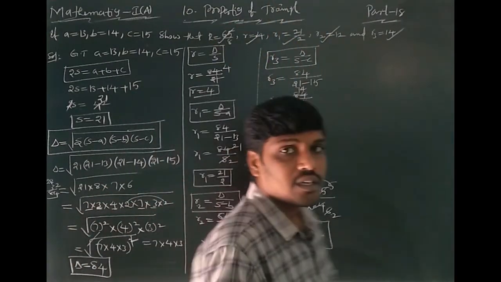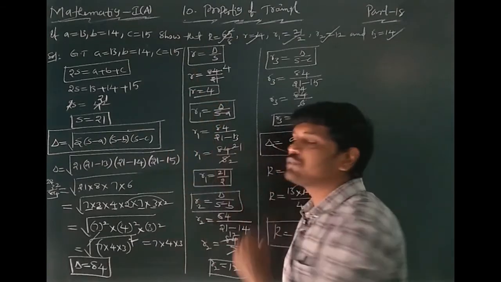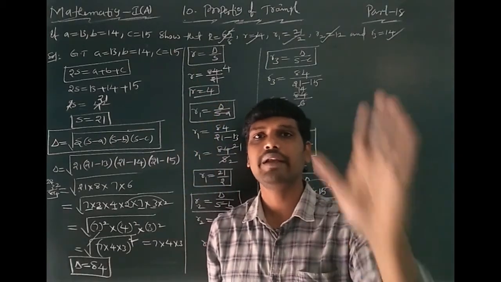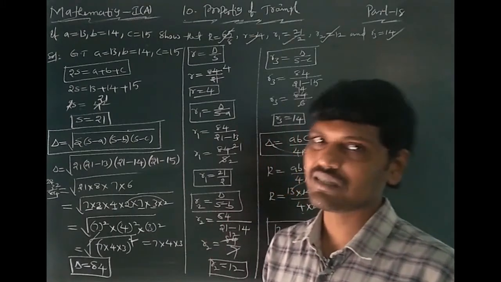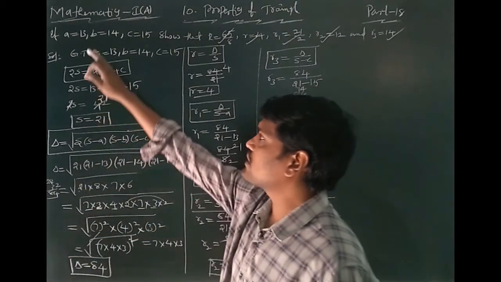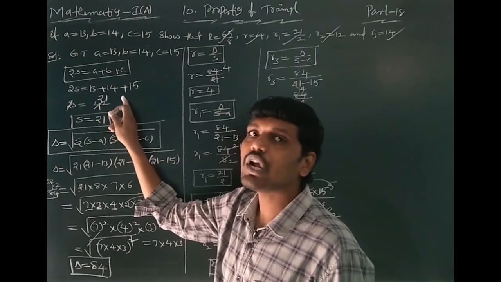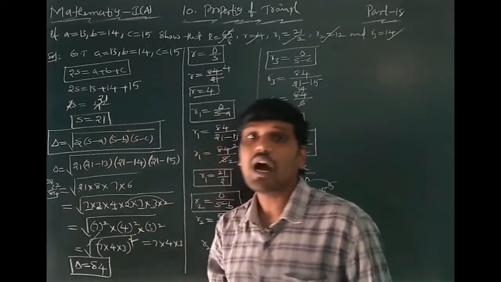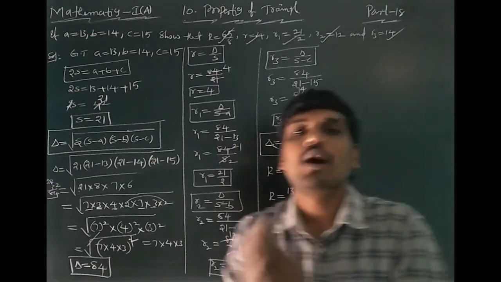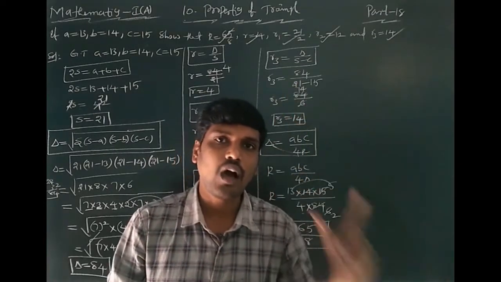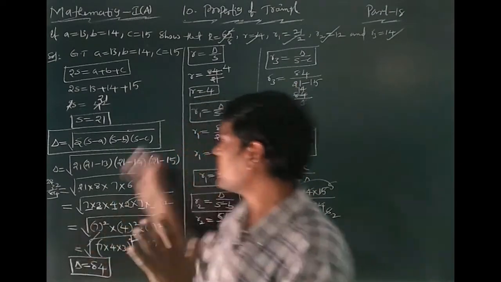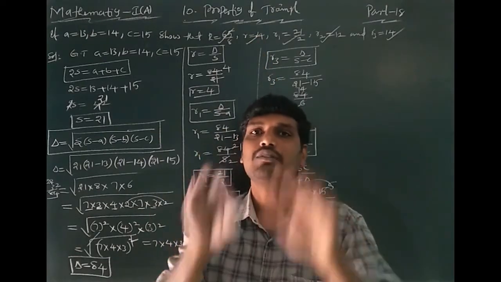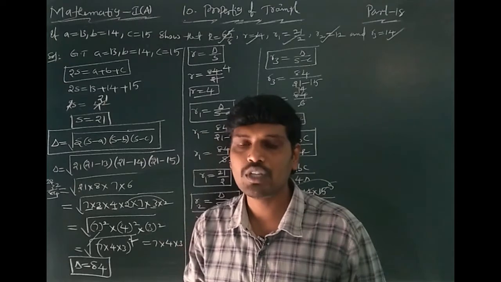Complete R. In this way you can do this problem. This is a very important repeated problem in IB examination. The first process is to find 2s or s. After that you find delta. After that you find all the formulas: small r, r1, r2, r3, capital R. These are the boxed formulas. You write the formulas, substitute the values, and you easily get the total answer.